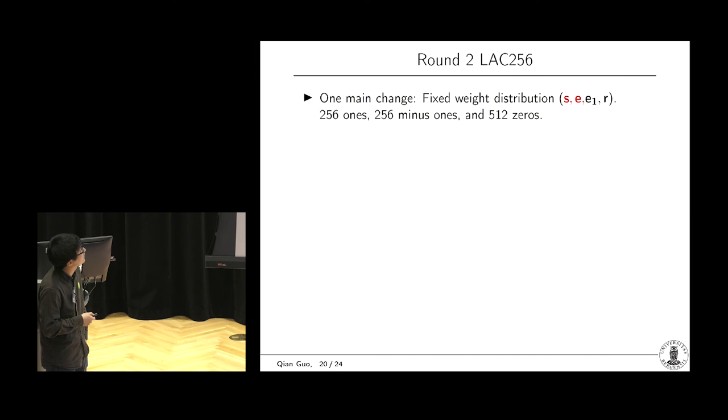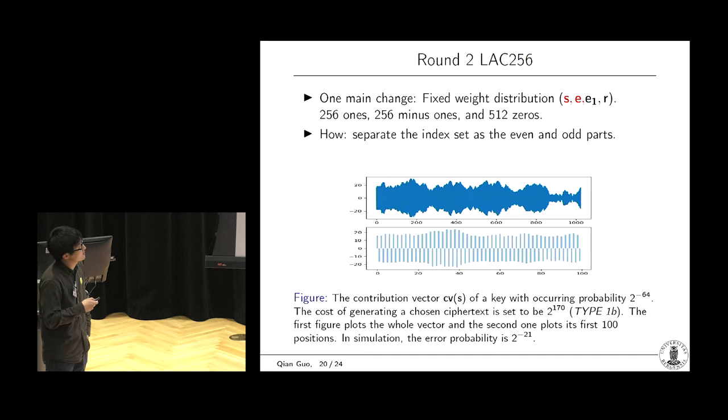So for LAC2, there is a main difference that may affect this attack. They use a fixed weight distribution for S, E1 and R. So it seems hard to have this sum of Si be a large number. But what we do is separate the index set into even and odd parts, and we can also have a big contribution vector entry in this position and lead to a very large error probability.